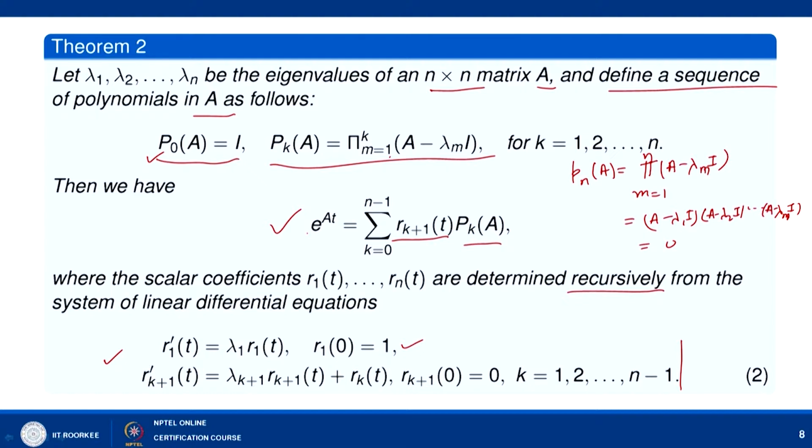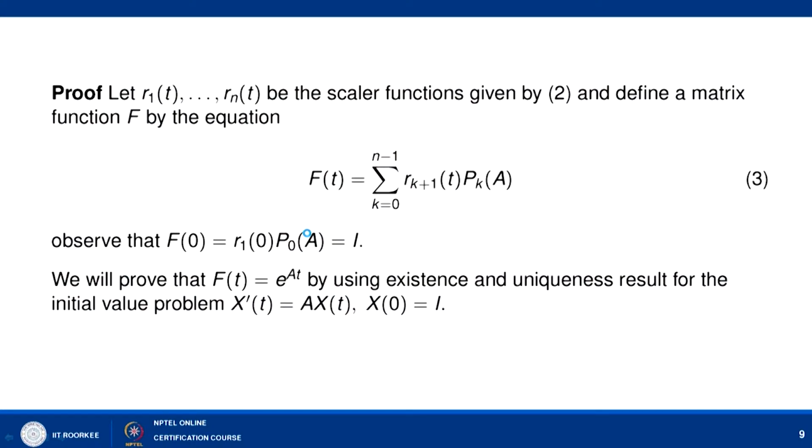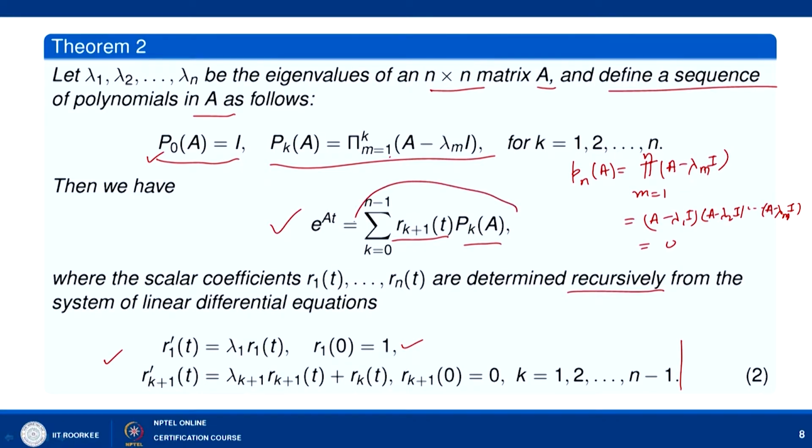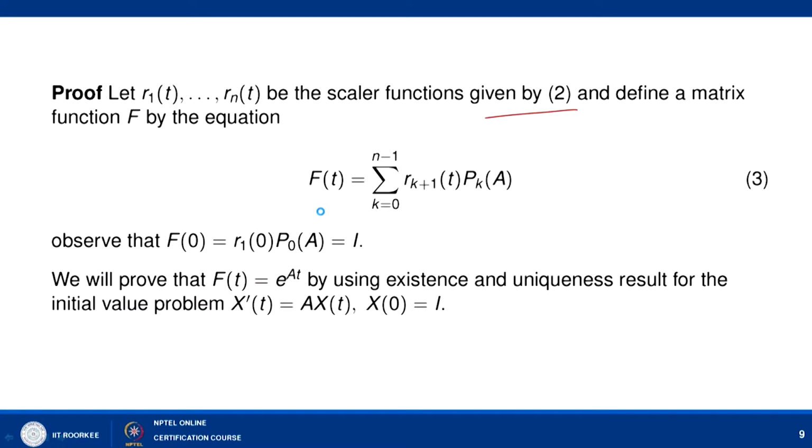So, let us prove this. Let r1 to rn t be the scalar functions given by 2, and define a matrix function f by the equation f t equal to the sum for k equal to 0 to n minus 1 of r k plus 1 t Pka. That is what we assume as f t, and we want to show that e to power At is f t, and here we use the existence and uniqueness theorem to show the equality.